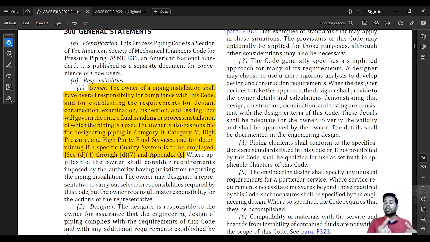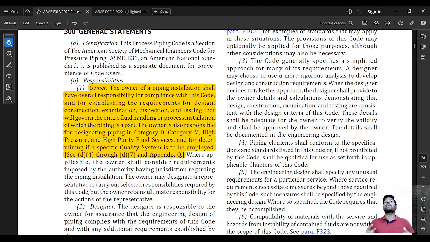That means it is the responsibility of the owner to select a competent organization for his process piping needs. So at the end of the day, the overall responsibility for design, construction, examination, inspection and testing is going to lie with the owner, because it is the owner's responsibility to select a manufacturer who is competent for his process piping needs. The owner is also responsible for designating the piping in Category D, Category M and high pressure and high purity services, and for determining if a specific quality system is to be employed.